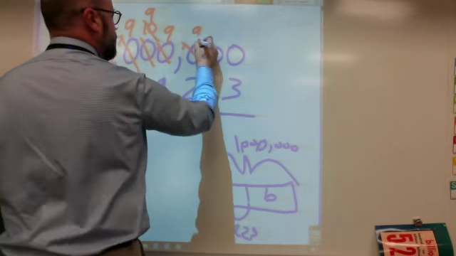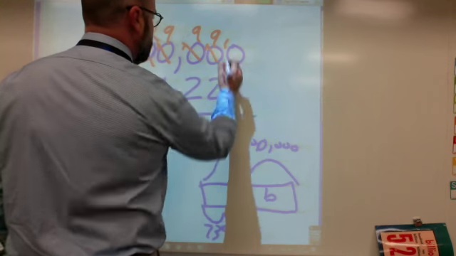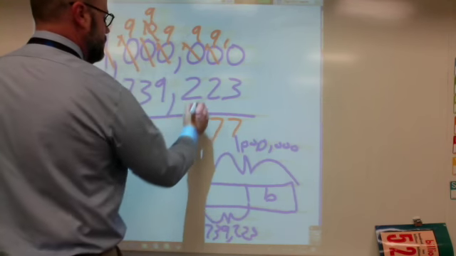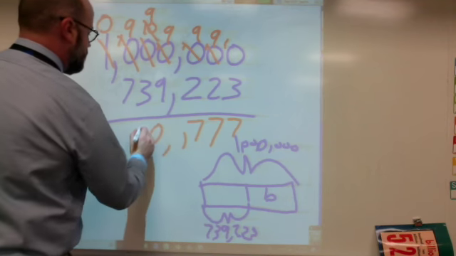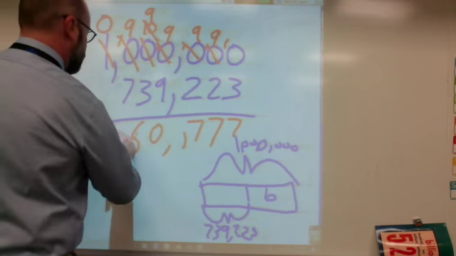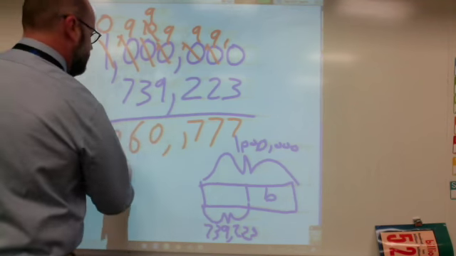Now we're just going to start subtracting. Well, can I do subtracting? I can do 10 minus 3, I can do 9 minus 2, I can do 9 minus 2, I can do 9 minus 9, I can do 9 minus 3, and I can do 9 minus 7. I can do it. Let's do it. 10 minus 3 is 7, 9 minus 2 is 7, 9 minus 2 is 7, 9 minus 9 is 0, 9 minus 3 is 6, 9 minus 7 is 2. 260,777.